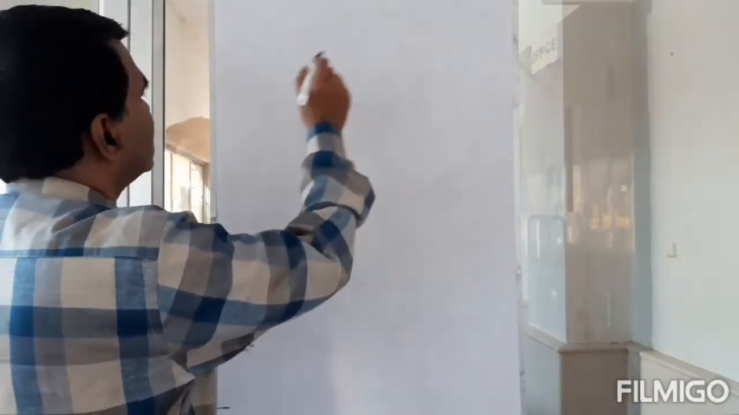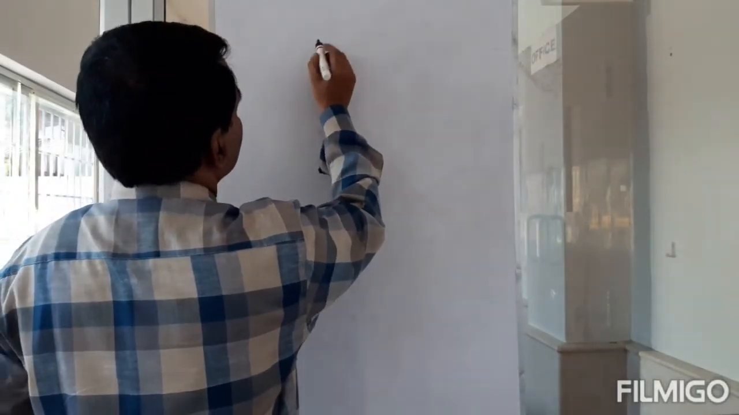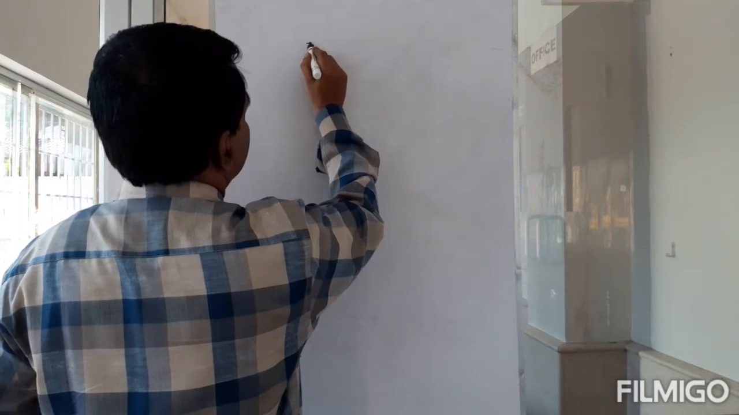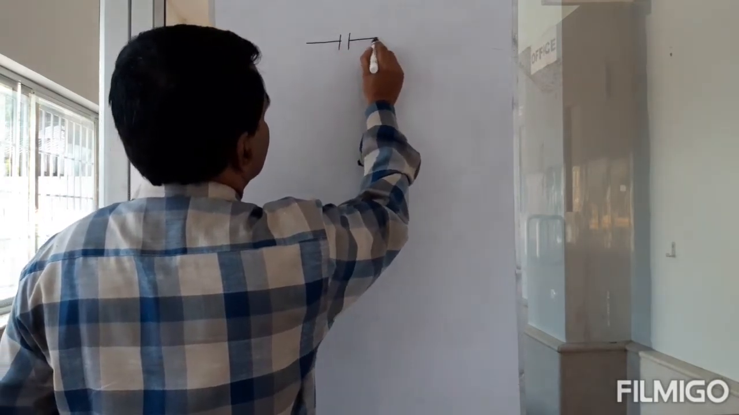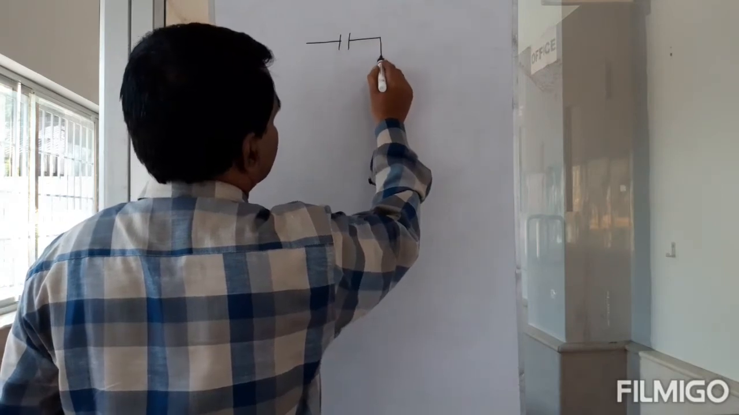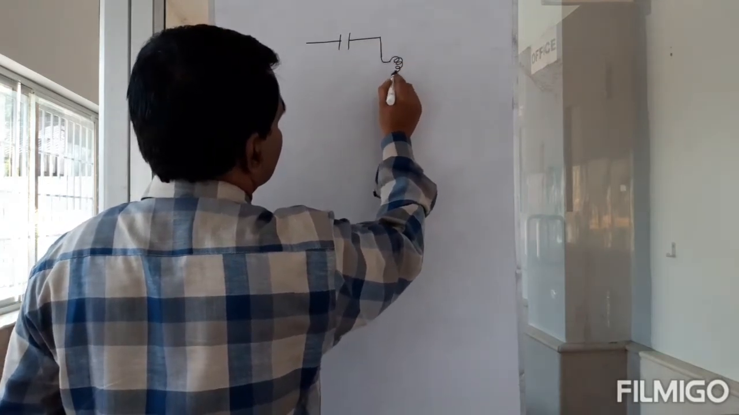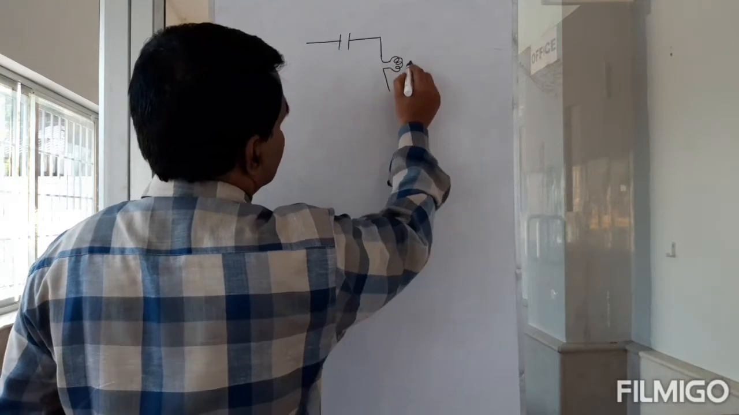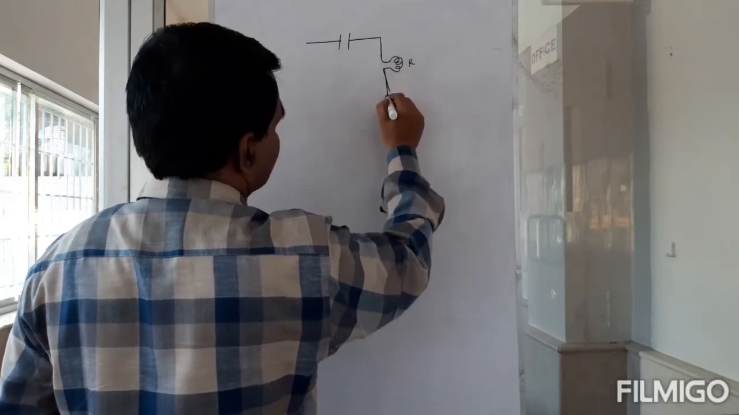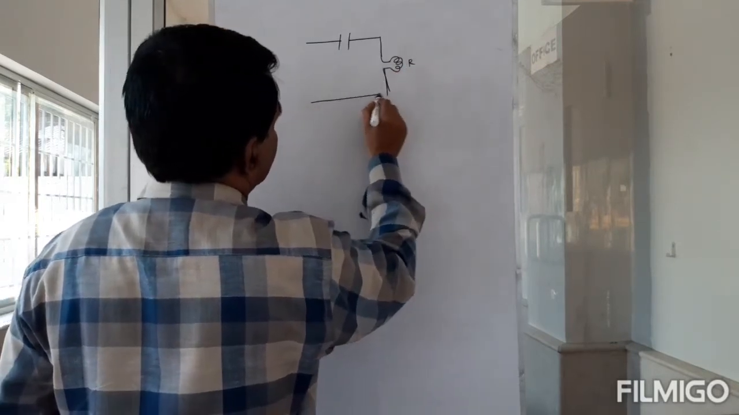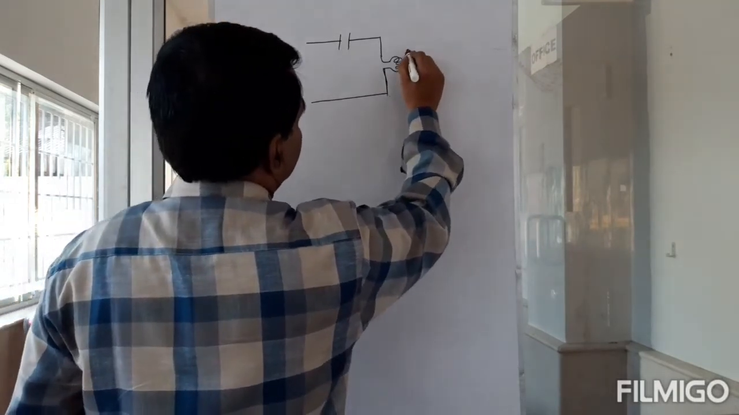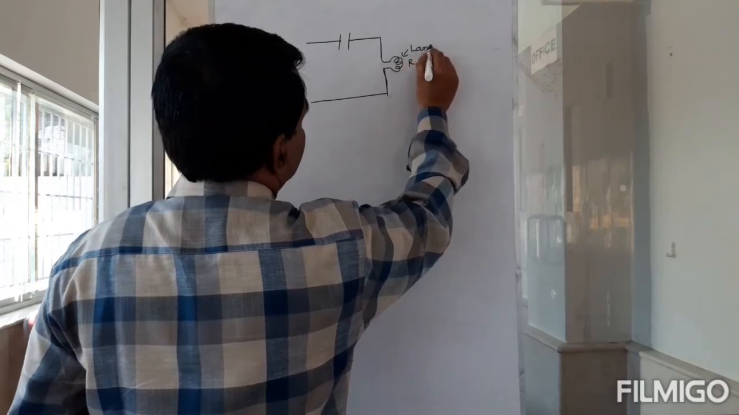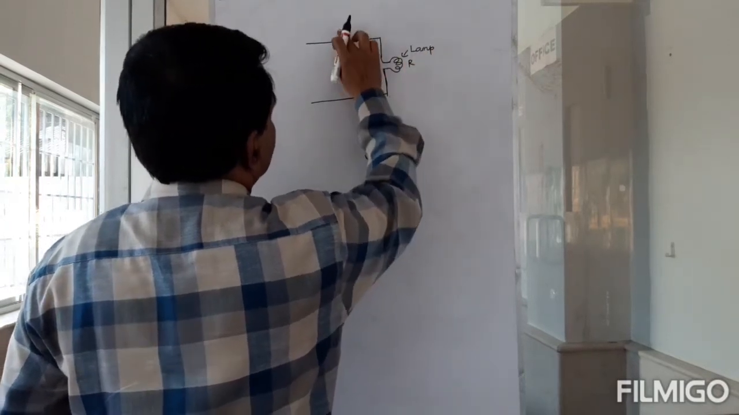Okay, first we have a circuit. So there is a capacitor, and then you also connect a lamp to it. So this will have some resistance R. That's what I'm saying. So this is a circuit. This is lamp. This is capacitor.